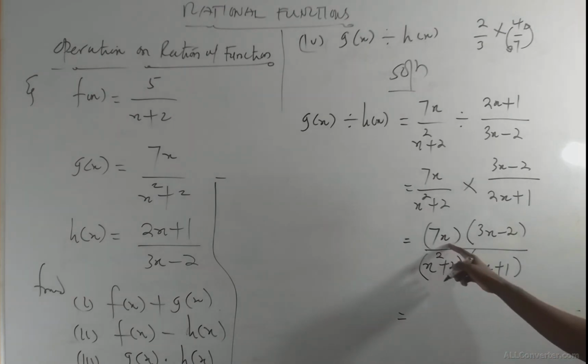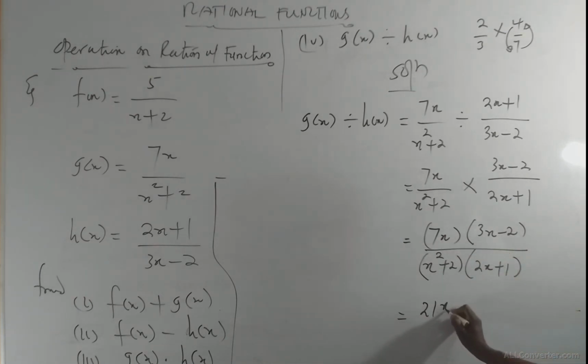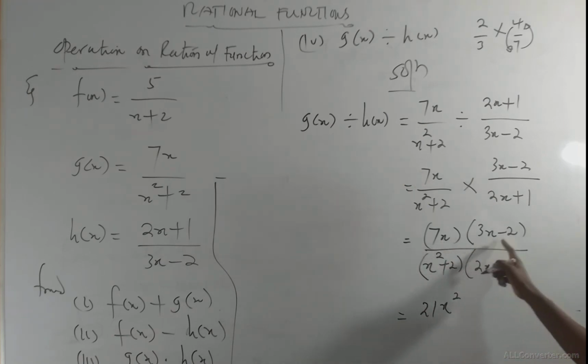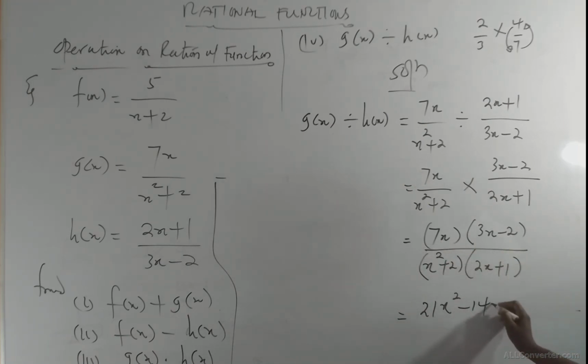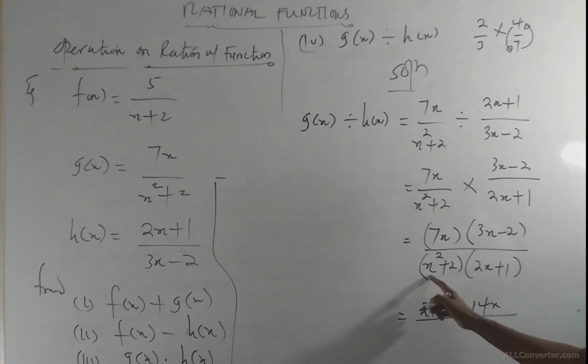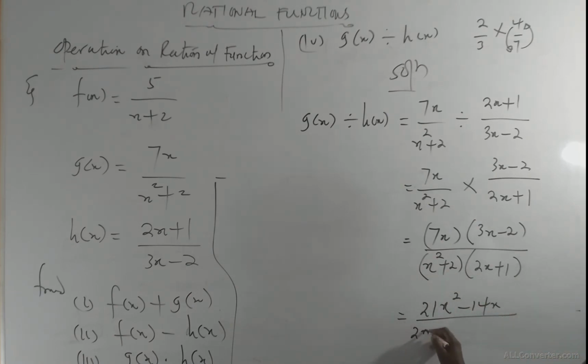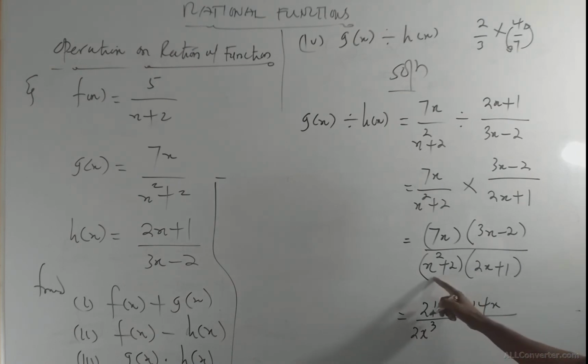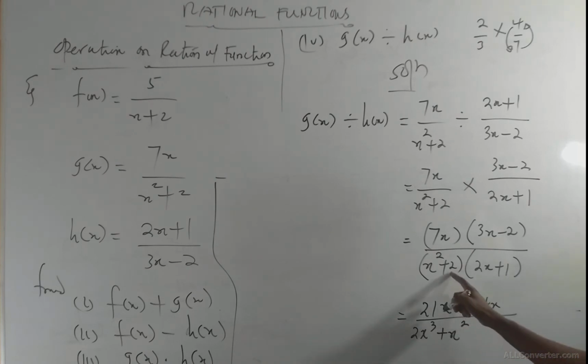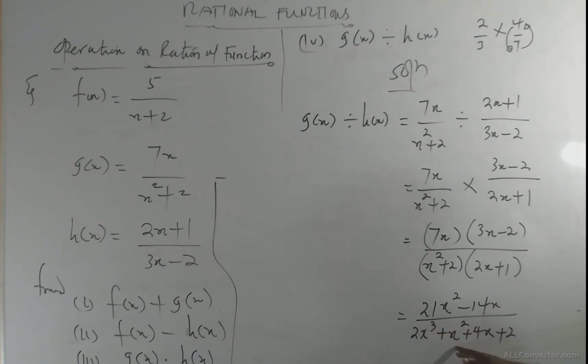So 7x times 3x will give us 21x squared. Then 7x times minus 2 will give us minus 14x. So we are done with the numerator. Then x squared times 2x will give us 2x cubed. Then x squared times 1 will give us x squared. Then 2 times 2x will give us 4x. Then 2 times 1 will give us 2. So we simplify, and that is the answer. We have 21x squared minus 14x divided by 2x cubed plus x squared plus 4x plus 2. So that will be the expression.